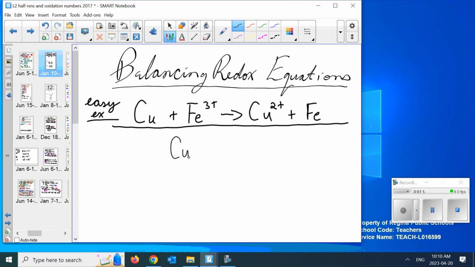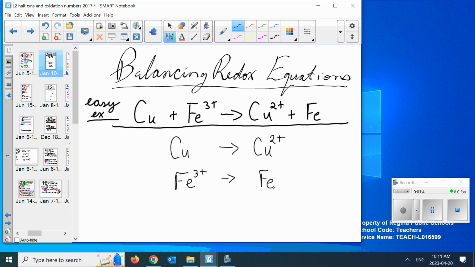Copper, arrow. Line up your arrows with the pre-existing arrow. I'm leaving space in front of the elements and the ions in case I have to. The other one's pretty obvious too. The iron goes to iron. Okay. So we've separated into two half reactions.